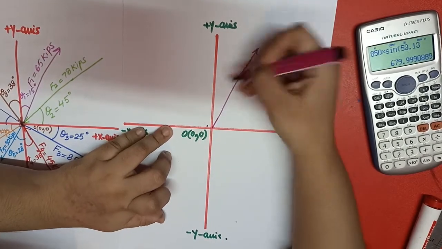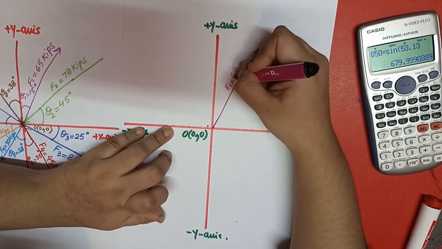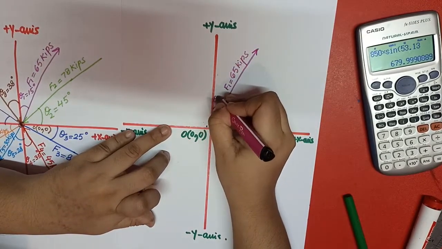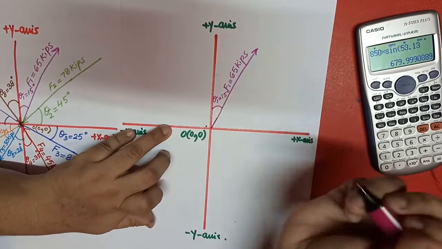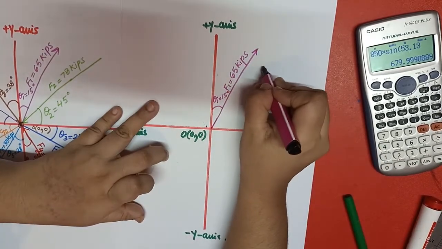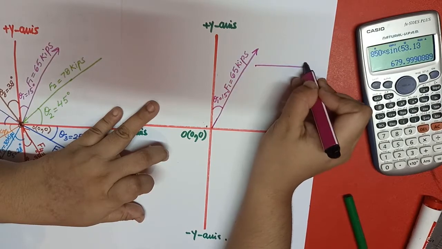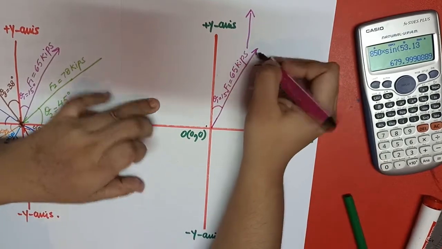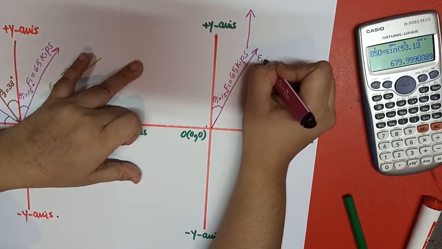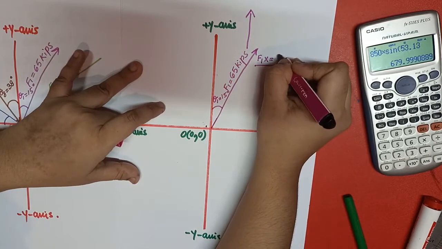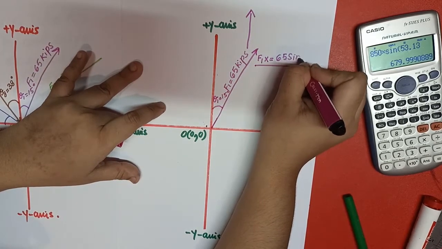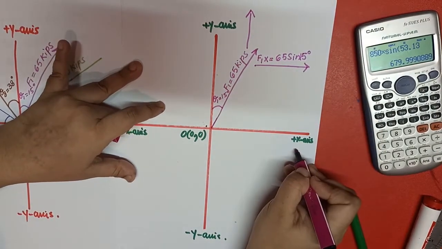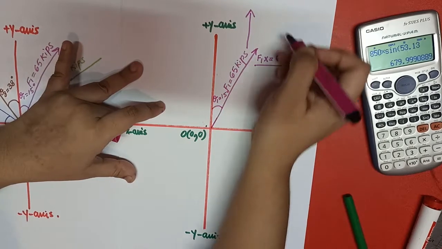For example, the first force I have taken, I have used a purple marker. So this one is F1. F1 is equal to 65 kips, and theta 1 is equal to 15 degrees. So I should resolve this force into its components. How? This force is outward, so its component should also be outward. So F1x is equal to 65 sin 15 degrees, and it is parallel to the positive x-axis, so this should be positive.